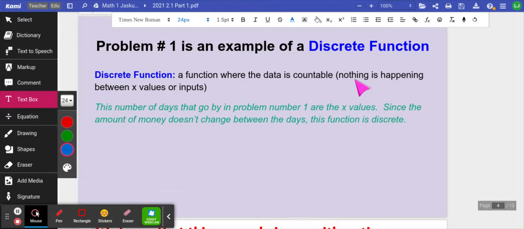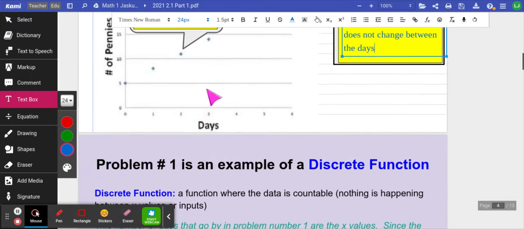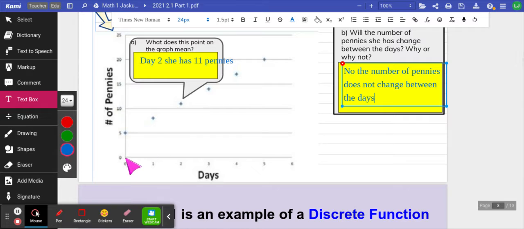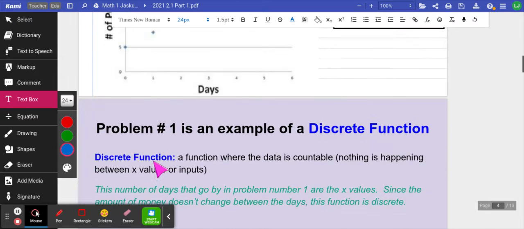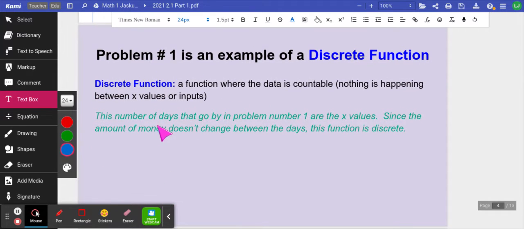Another way to think about it is what we were just talking about. If nothing is happening between the x values or the inputs, so if you go back to here, nothing was happening. She was not gaining any more money until the next day. So that's another way to think about it. So you should write this definition down into your notes, because this is a new concept in Module 2.